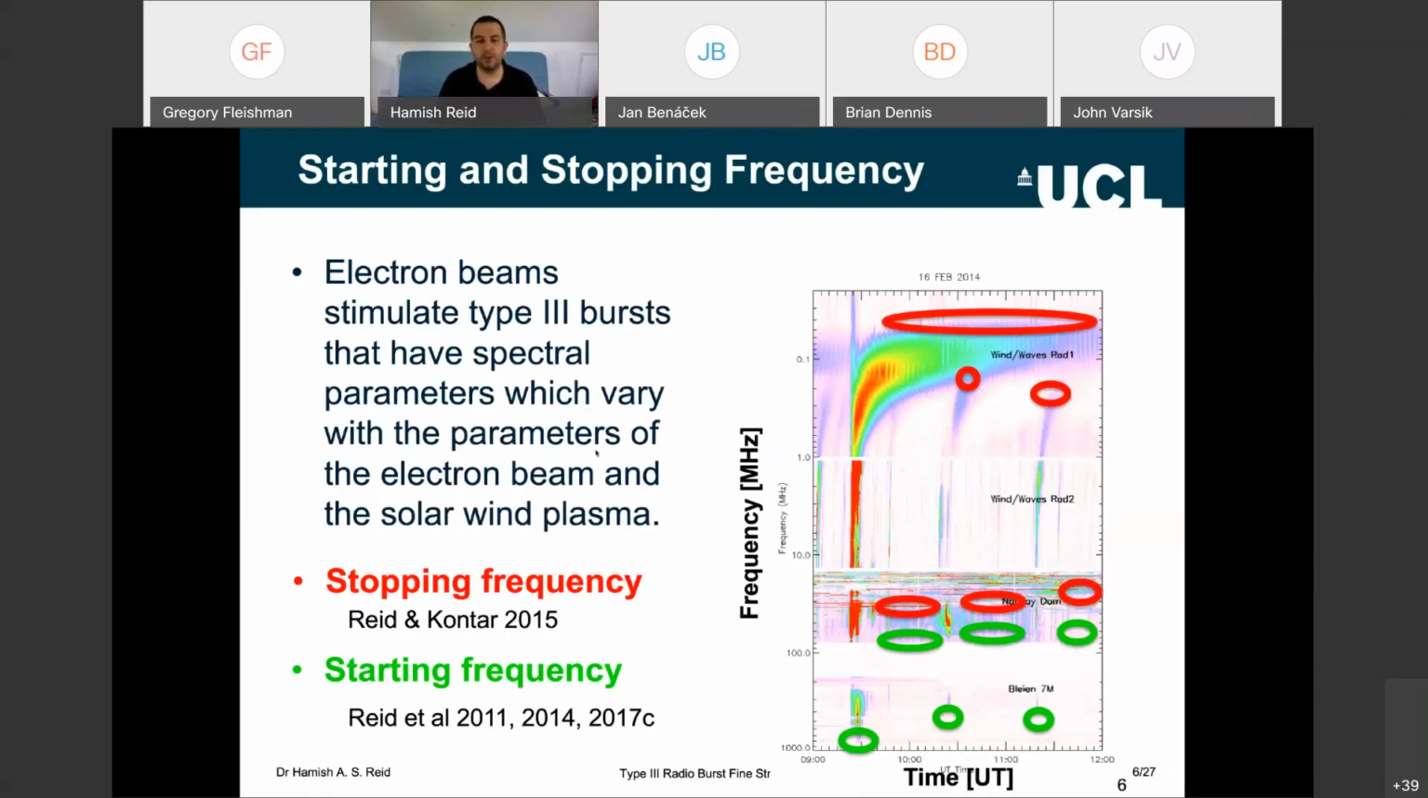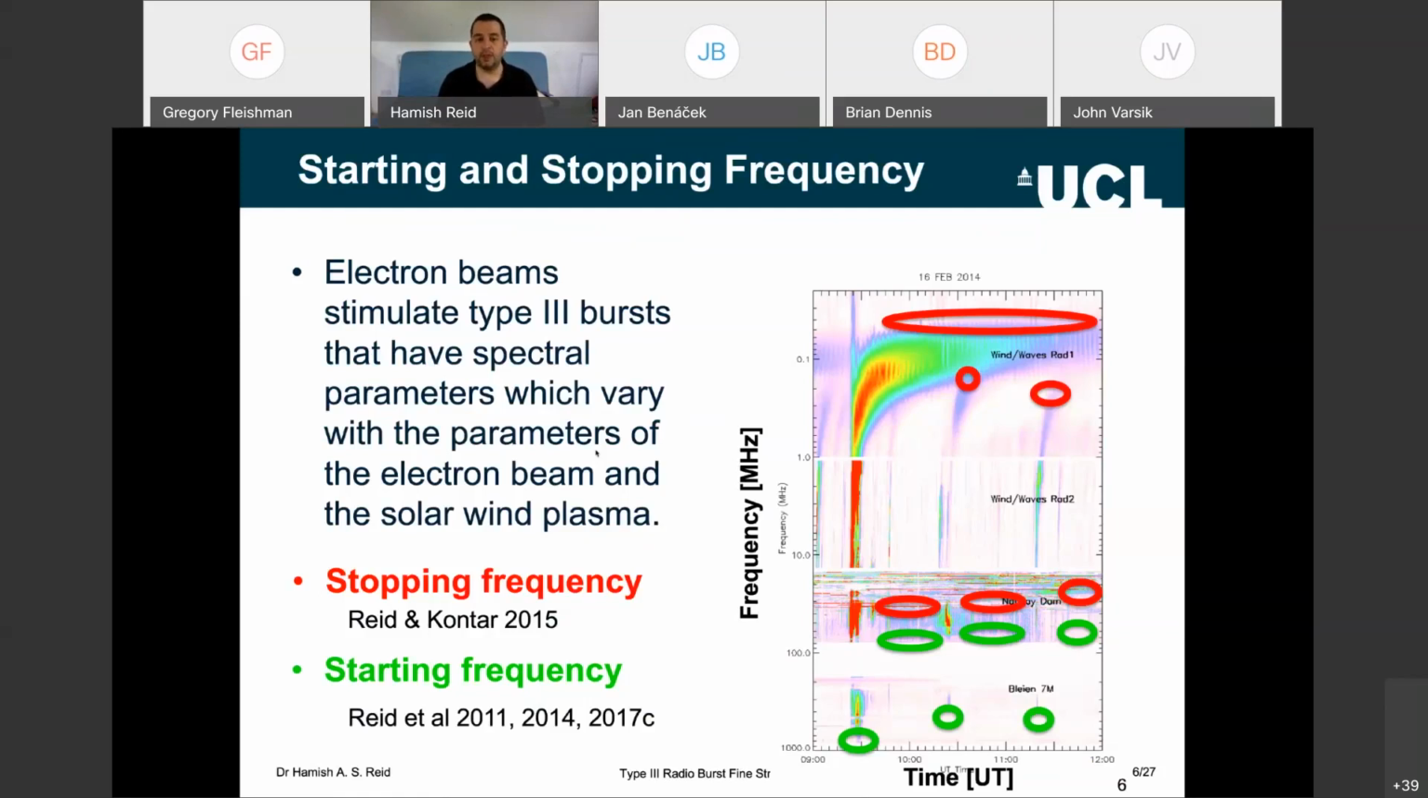So the starting frequency, we believe, is because of the beam instability distance. It takes an electron beam a little distance before it actually becomes unstable to producing Langmuir waves. And this is one of the main things that governs it, and it's dependent upon a lot of the electron beam characteristics as well as some of the acceleration region characteristics. And for the stopping frequency, we think it's dependent upon the energy density of the electron beam. This decreases as a function of time as the electron beam expands within the solar corona and the solar wind. And it's also dependent on the level of turbulence in the background plasma.